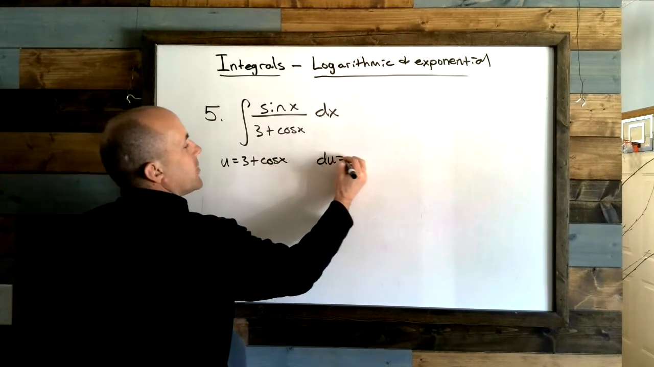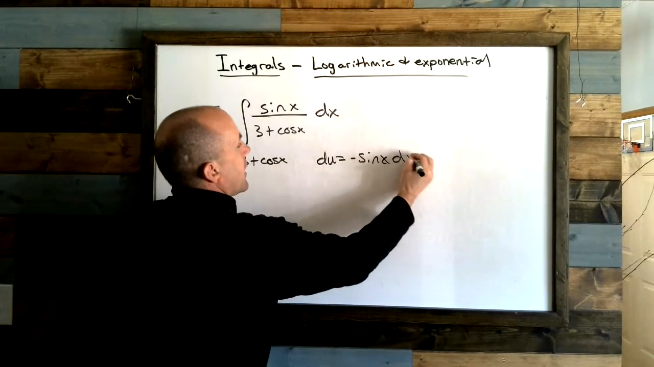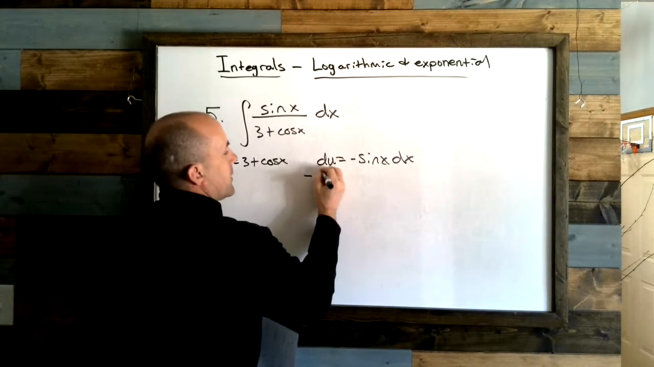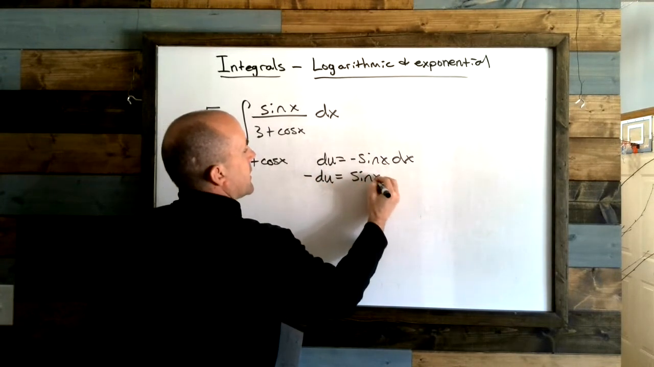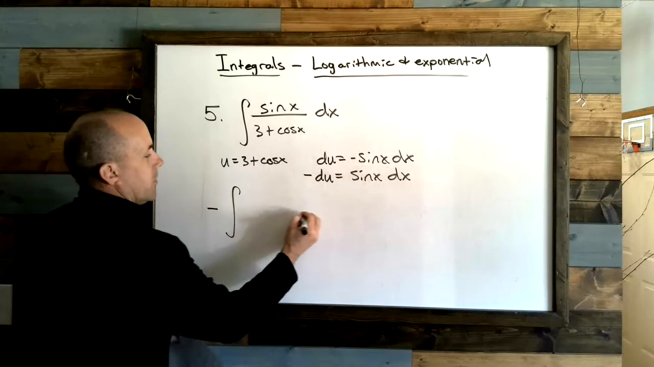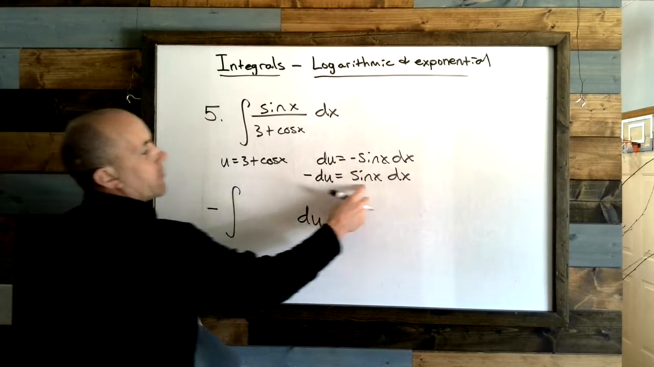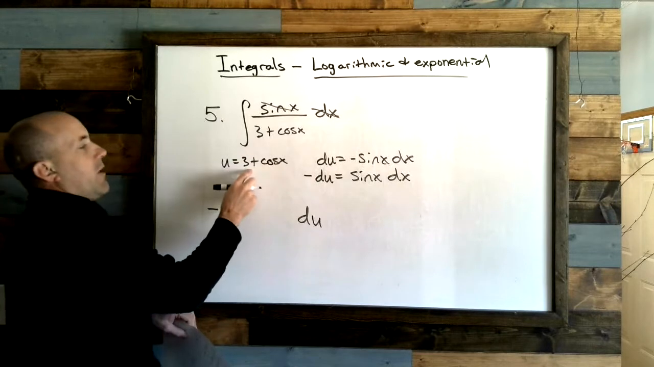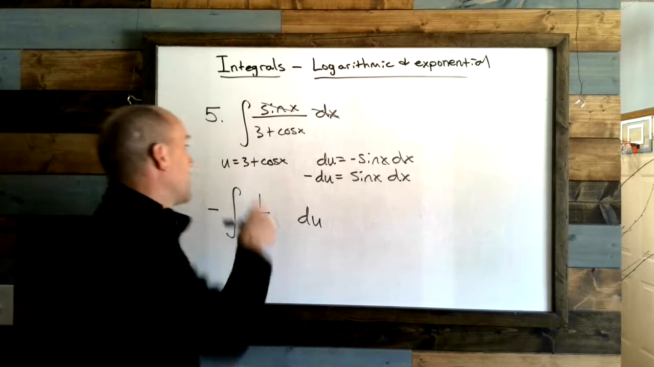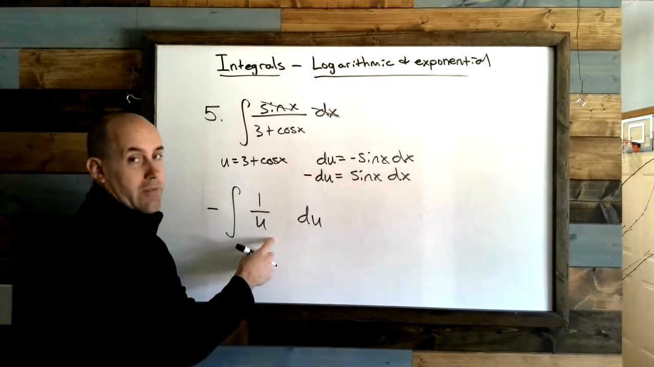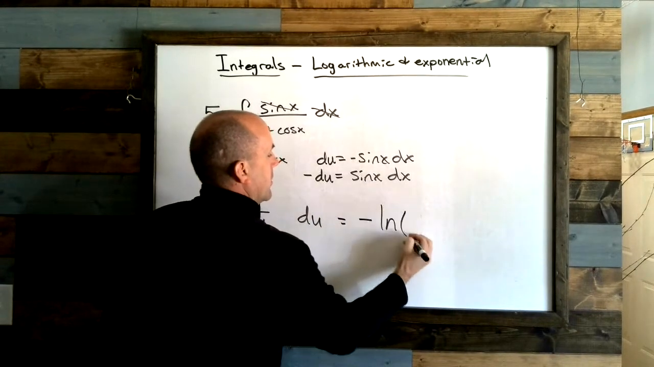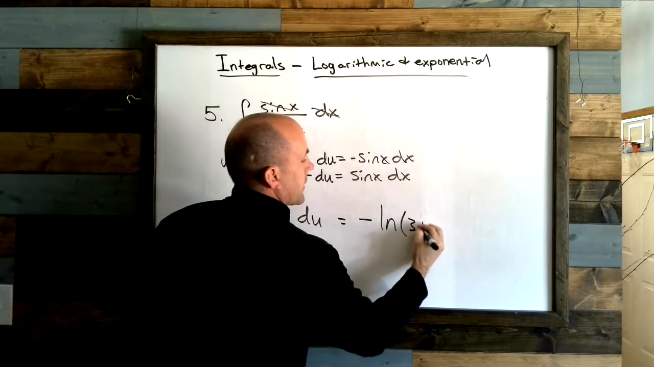Because when you find du, you get negative sine of x dx. And although that's not the same, just multiplying by a negative is really going to help get rid of that. So negative du is equal to sine of x dx. You can see my substitution now, negative integral du. I go ahead and I get rid of the sine of x and the dx. I'm left with this 1 over u piece. And u in this situation is that 3 plus cosine of x. The antiderivative of 1 over u is natural log of u, which in this case is 3 plus the cosine of x.